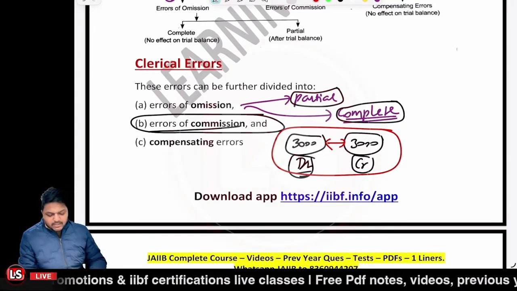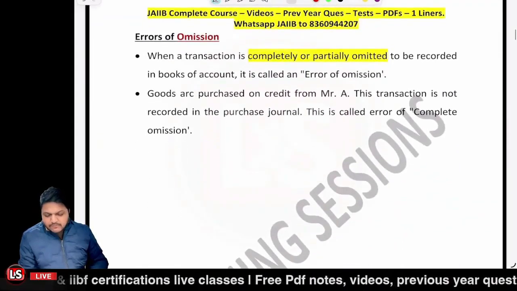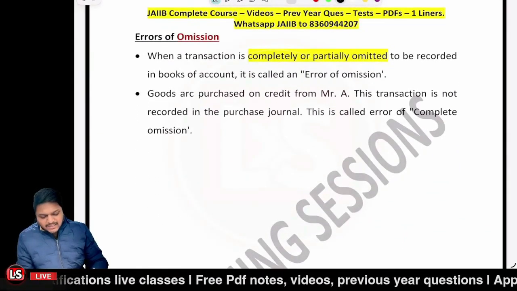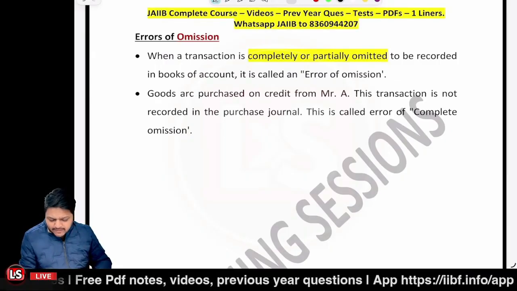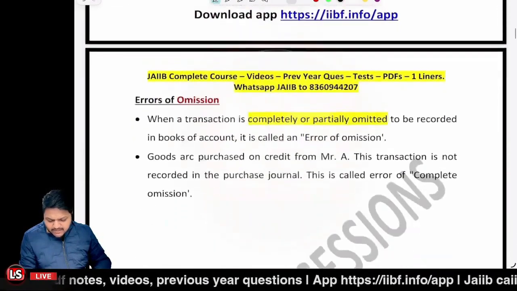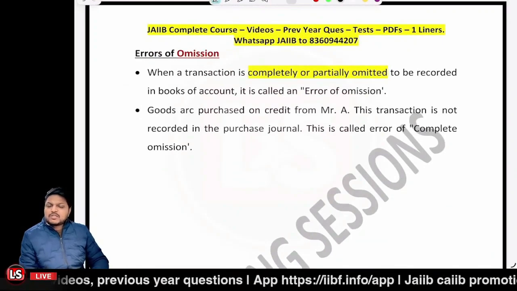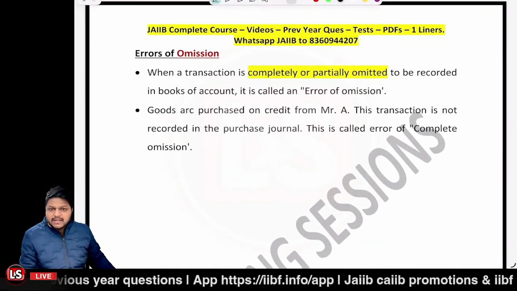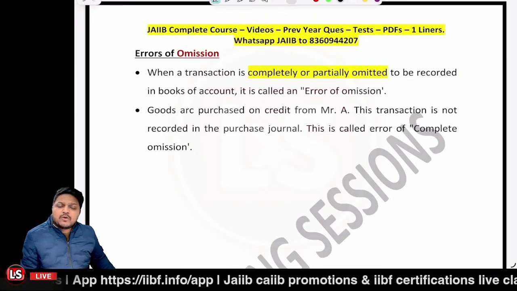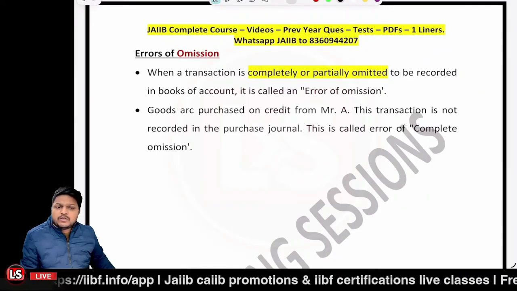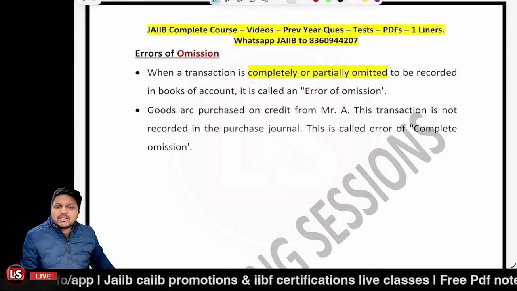Right now, let's move ahead. First of all, it's the error of omission. Like I told you, this is a clerical error. Three types of clerical errors are there, and now we are reading about the clerical errors first of all. So error of omission is what? It is when you have omitted the entry. You were to record something but you forgot to do so, or you just recorded one side only and not the other side.